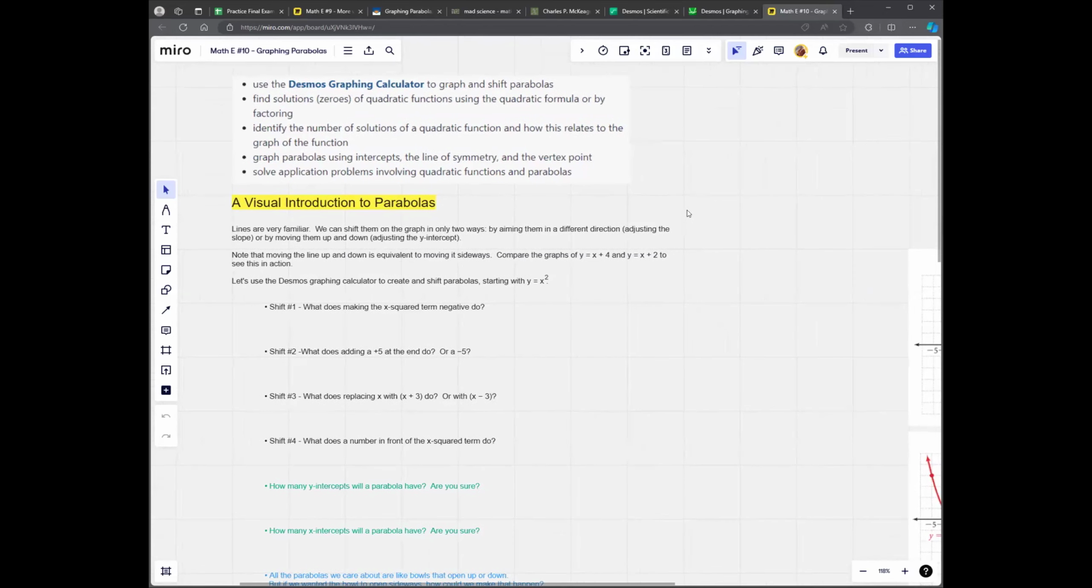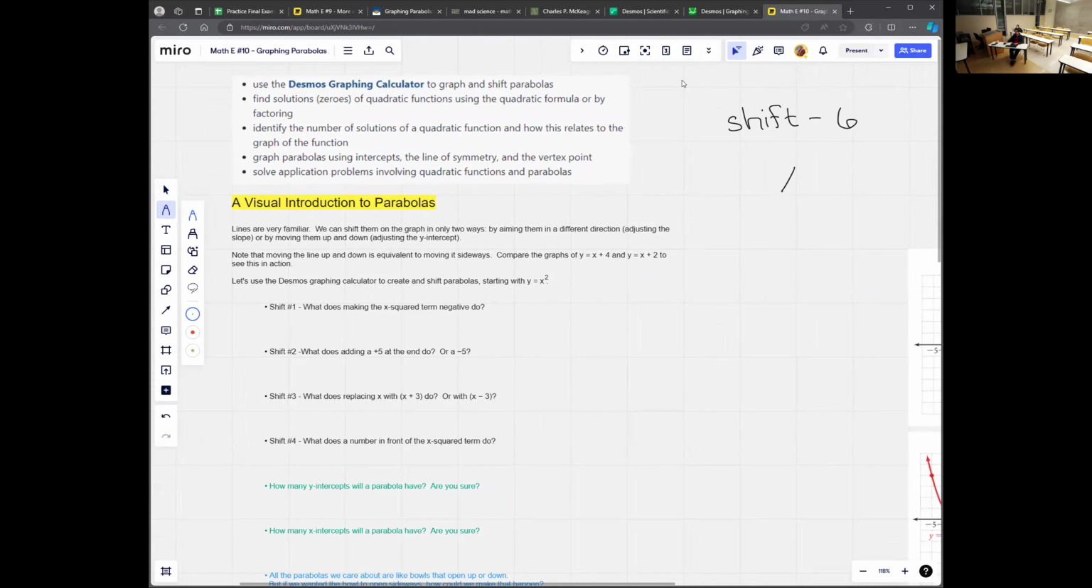How did you punch in squared? Let me write it, shift 6, which looks like that. So y equals x, and then that thing, and then a 2. Got it. And if you look at some calculators, if you try and do squared on a physical calculator, it's the same thing.